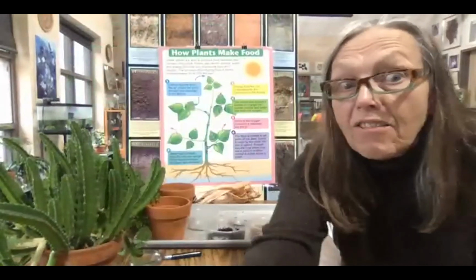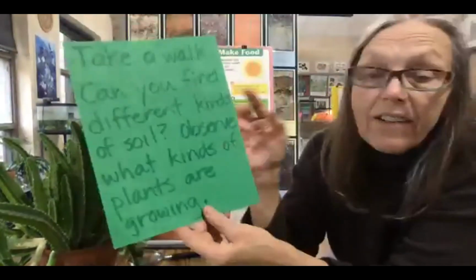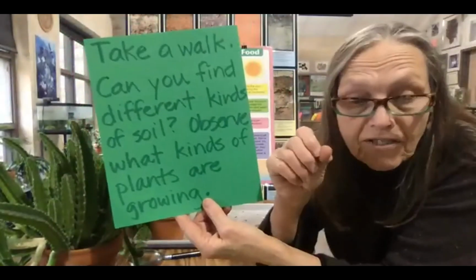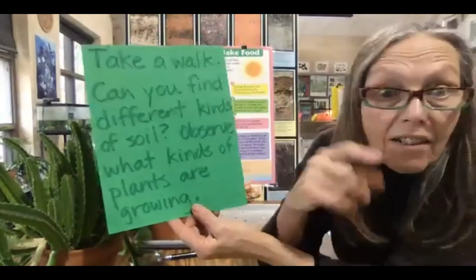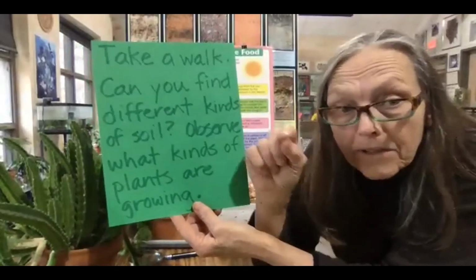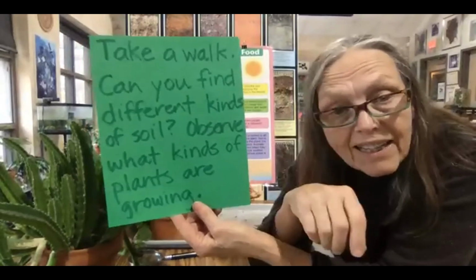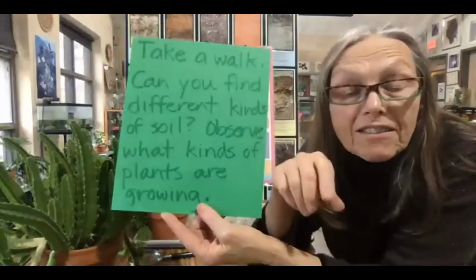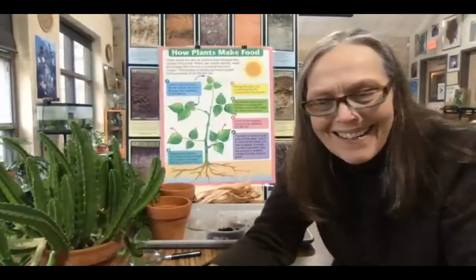Okay? You can also take a walk. Take a walk around and see if you can find different kinds of soil. You just dig down with a little stick to the plants and look at the color, feel the texture, and make an observation. Take some notes. What plants are growing there? Go to a different place and try again. And you can make some comparisons between the soil that you find and the plants that grow there. So it's an interesting thing to observe and study.